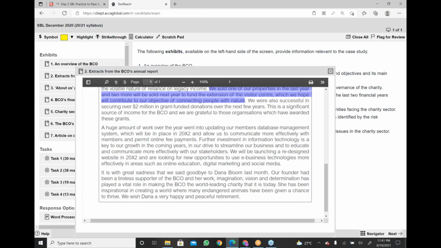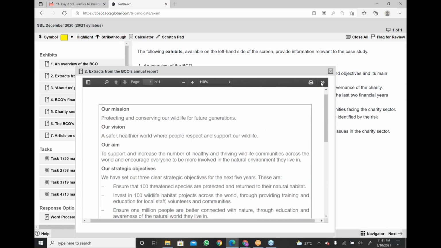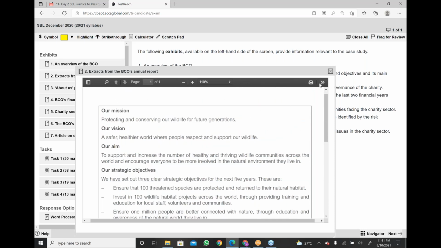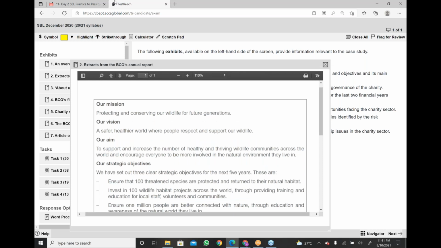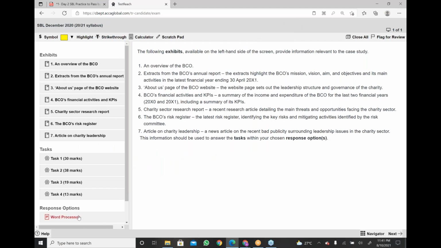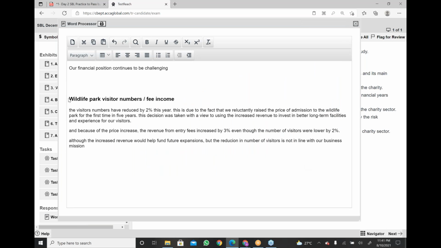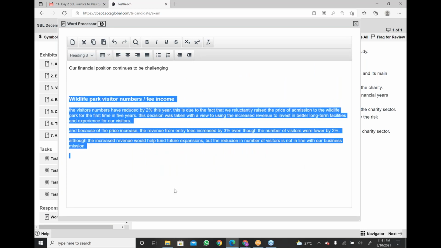It is mentioned somewhere in one of the exhibits. So the whole purpose is to show you how you can handle a financial question. For example, this is the level of drafting which you have to demonstrate in SBL.